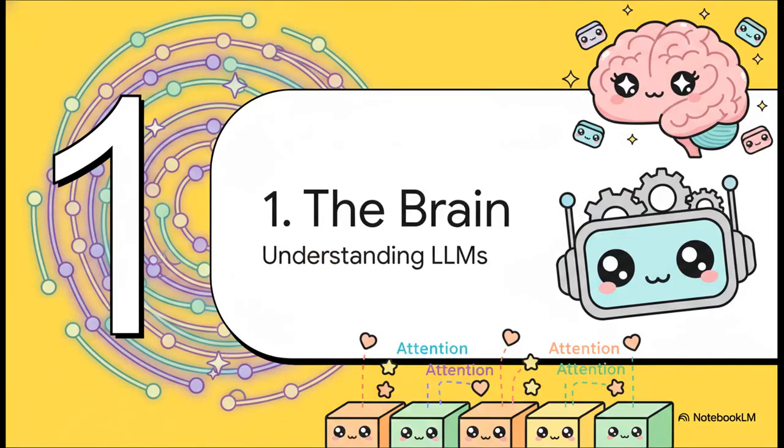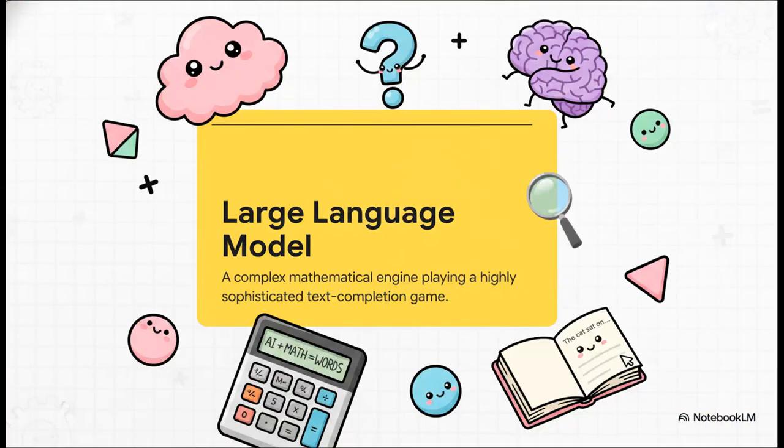Starting off with block number 1, the brain, understanding large language models. So, when you're chatting with an AI, it feels like absolute magic, right? But underneath that hood, an LLM is actually surprisingly simple in its main objective. It's really just a massive, incredibly complex mathematical engine built on an architecture called the transformer, and it's playing a rapid-fire guessing game to predict what word comes next. It's essentially playing the world's most sophisticated game of text completion.